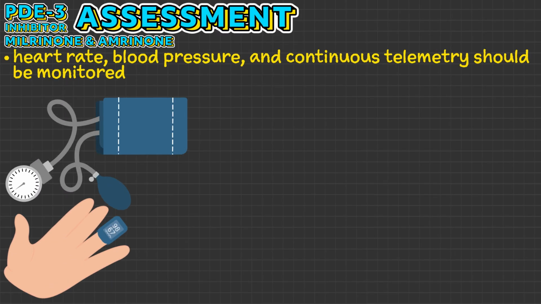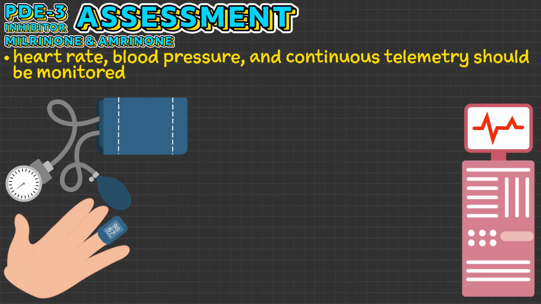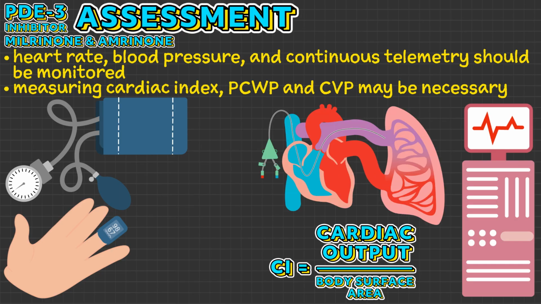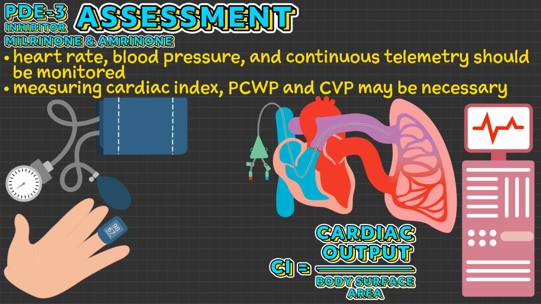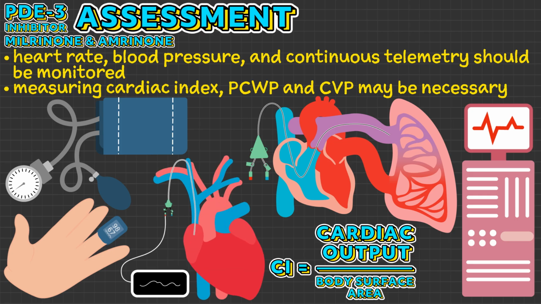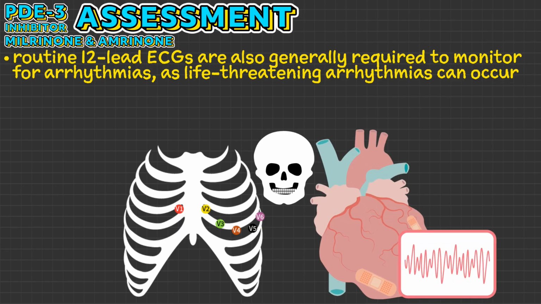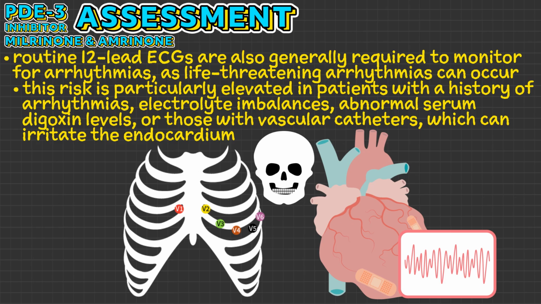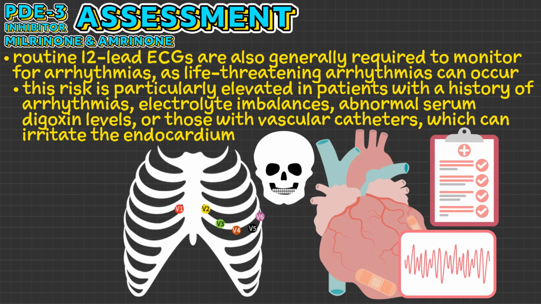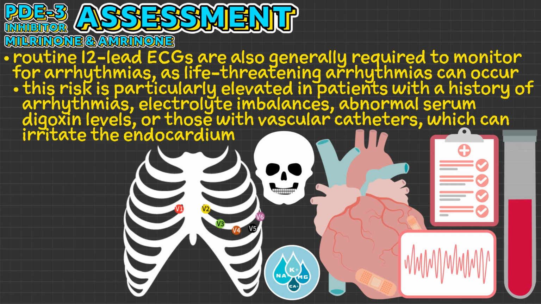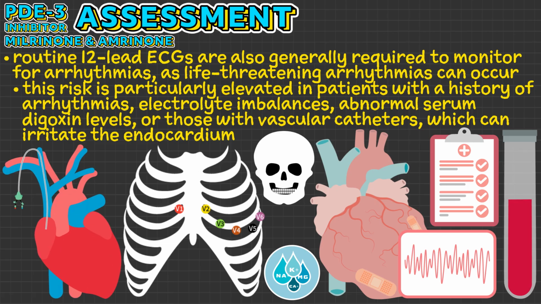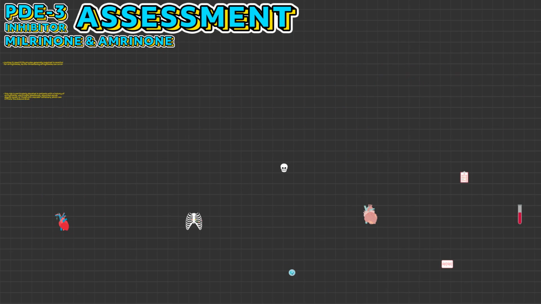During therapy with Milrinone or Amrinone, heart rate, blood pressure, and continuous telemetry should be monitored. Additionally, measuring cardiac index, pulmonary capillary wedge pressure, or PCWP, and central venous pressure, or CVP, may be necessary. Routine 12-lead ECGs are also generally required to monitor for arrhythmias, as life-threatening arrhythmias can occur. This risk is particularly elevated in patients with a history of arrhythmias, electrolyte imbalances, abnormal serum digoxin levels, or those with vascular catheters, which can irritate the endocardium, or the innermost layer of the heart wall.